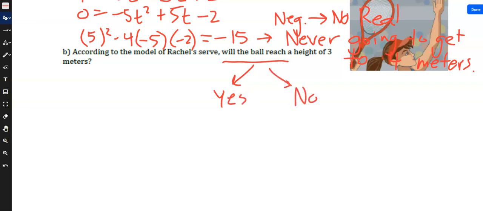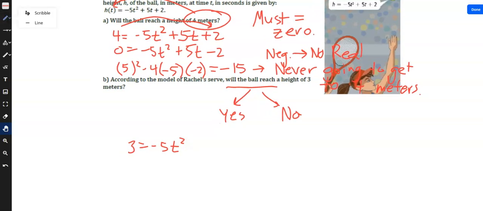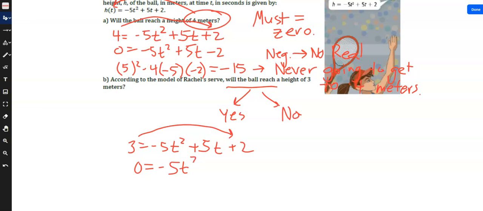Now, for those of you that think you can just randomly guess without showing me work, show thy work. Don't be lazy. Nobody needs that. Negative 5t squared. Oops, let me make sure I got the right formula here. Plus 5t and a plus 2. And then, of course, we're going to bring that over to the other side. 0 equals negative 5t squared plus 5t and a minus 1.